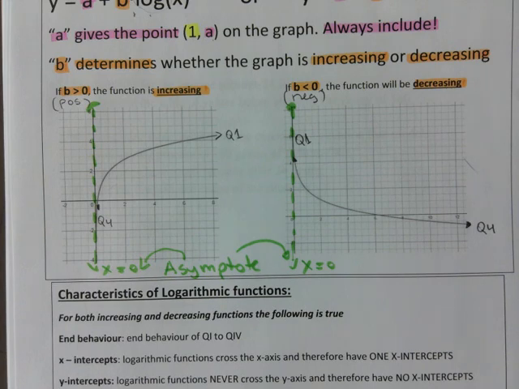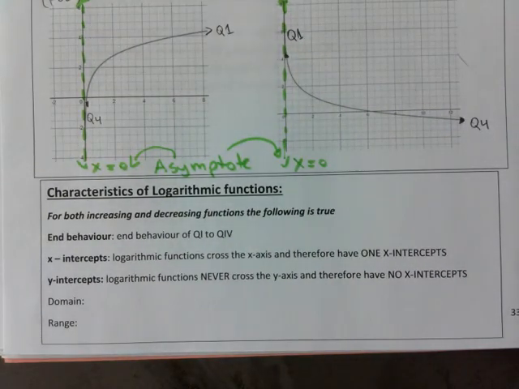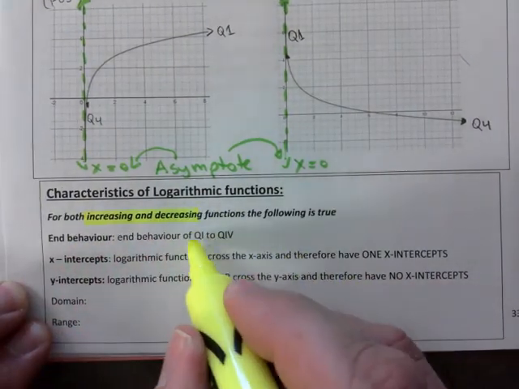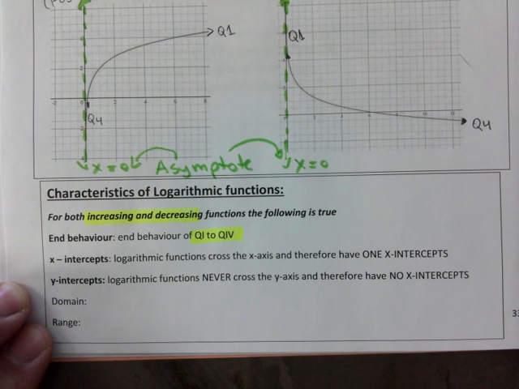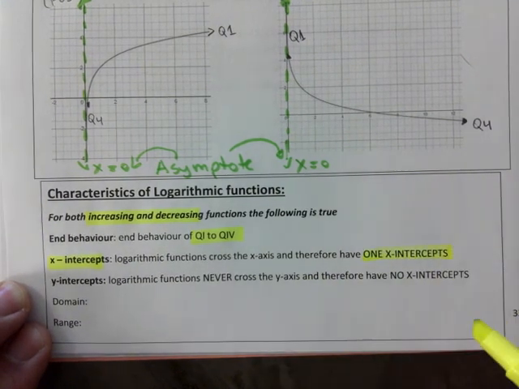If you've got x is equal to 0 as the vertical asymptote, it means the graph just never touches it. For both increasing and decreasing, the following is true. The end behavior is always Q1 to Q4. X-intercepts, there's always one X-intercept.